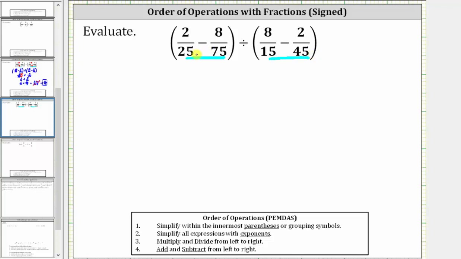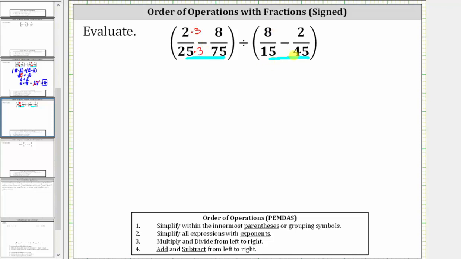So for 2/25 minus 8/75, the least common multiple of 25 and 75 is 75, and therefore 75 is the least common denominator. And therefore we need to write 2/25 as an equivalent fraction with the denominator of 75. And since 25 times 3 is 75, we multiply the numerator and denominator by 3.